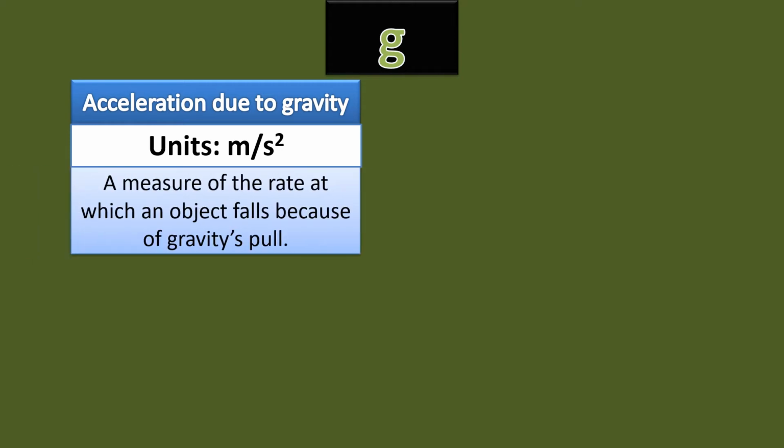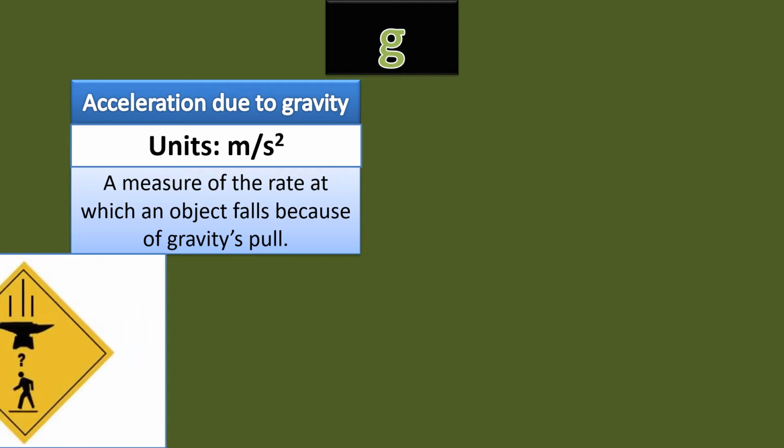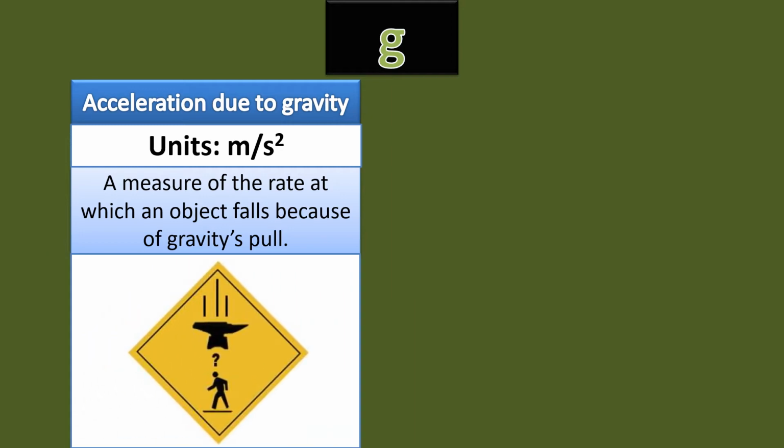It's a measure of the rate at which an object falls because of gravity's pull. And on Earth, we said it was negative 9.8 meters per second squared. So that is how fast you would accelerate. That is your rate of change of velocity on Earth, negative 9.8 meters per second every second. But there's a different way to define little g.